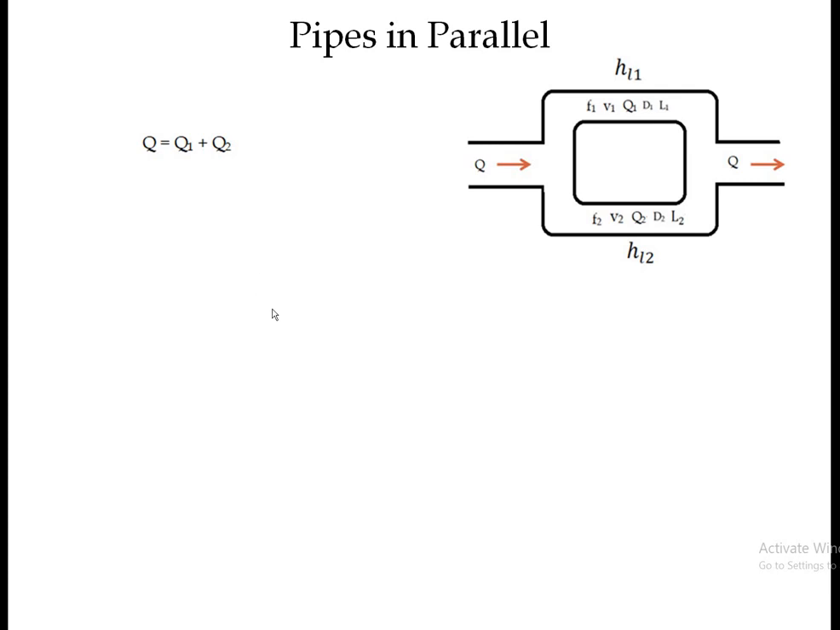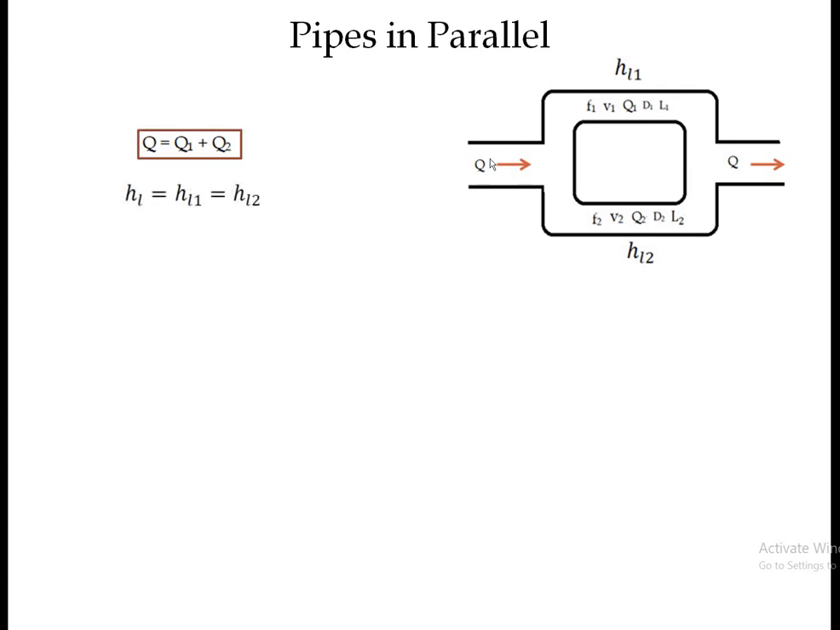But in the case of parallel pipes, due to the distribution of the fluid in different pipes, the total discharge equals the addition of all discharges flowing through all the pipes which are connected in parallel. So this is the first condition and it is a very important condition.